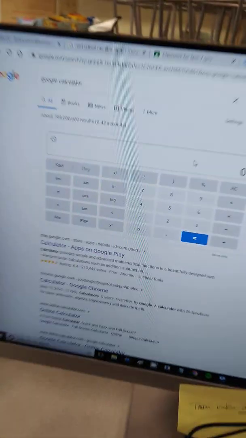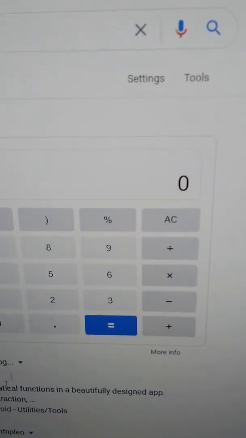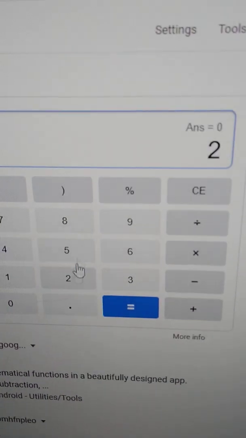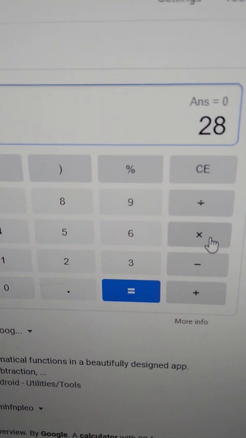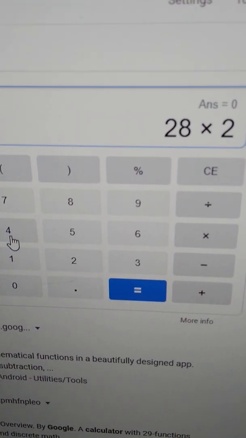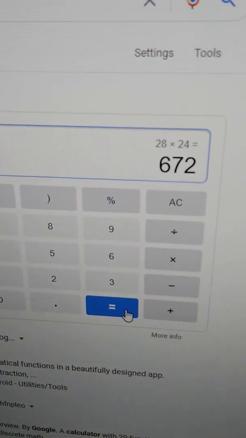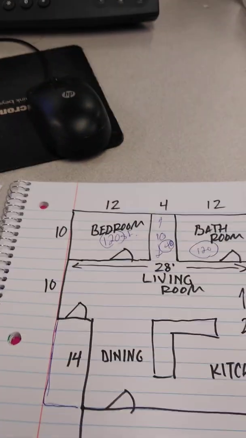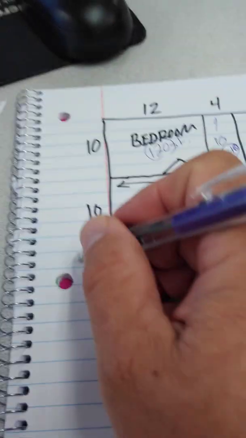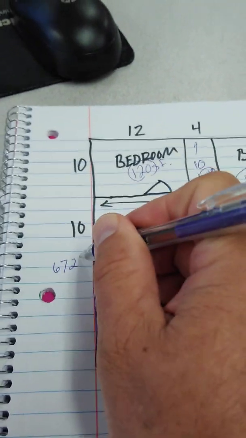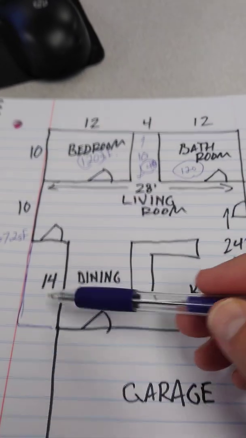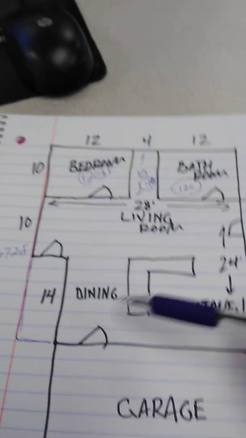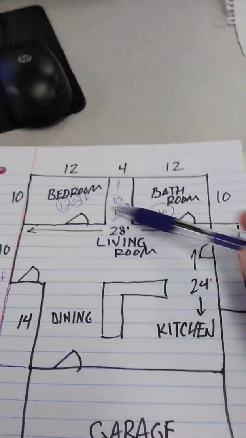Now, I am going to use a calculator and just type in 28 times 24. And that gives me an answer of 672 square feet. So I'm going to write this off to the side, 672 square feet, because that's not entirely accurate because of this spot. So see how much quicker that was, just to make it one big shape, do the math.